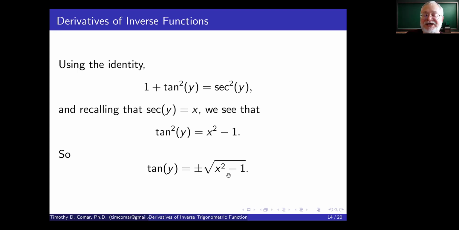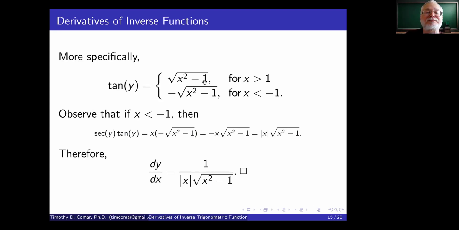So if we solve for tangent of y here, we're going to get plus or minus the square root of x squared minus 1. The question is, when is this positive? When is this negative? Looking back at our analysis that we did a couple minutes ago of when the expressions came out positive or negative, in this case the tangent of y is going to turn out to be the positive square root when the x's are greater than 1. And it's going to turn out to be the negative square root when the x's are less than -1.